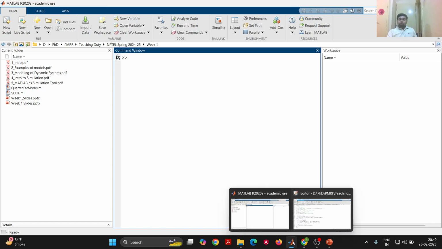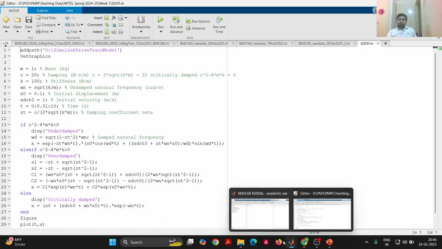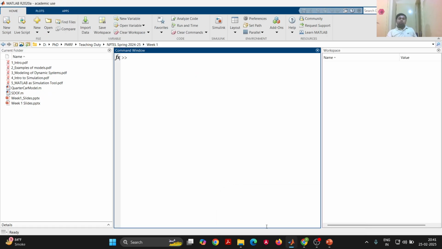Now I have a different window, the MATLAB editor window, where I am writing a MATLAB script or MATLAB code. MATLAB code is basically just a set of instructions given to the computer to do different tasks. You can also execute code directly by typing it into the command window.